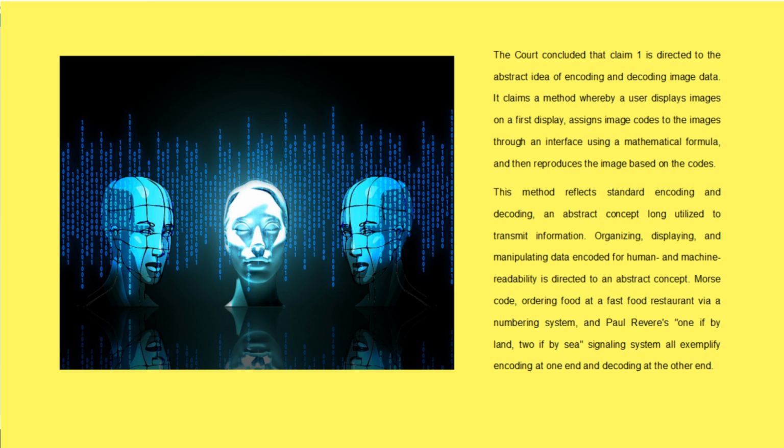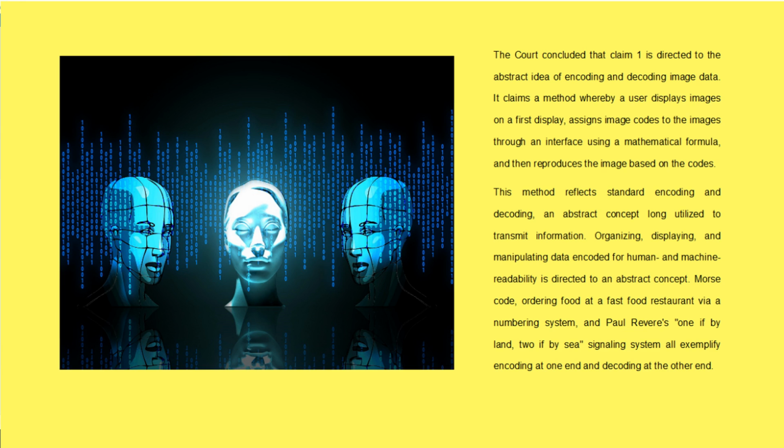The court concluded that Claim 1 is directed to the abstract idea of encoding and decoding image data. It claims a method whereby a user displays images on a first display, assigns image codes to the images through an interface using a mathematical formula, and then reproduces the image based on the codes. This method reflects standard coding and decoding, an abstract concept long utilized to transmit information. Organizing, displaying, and manipulating data encoded for human and machine readability is directed to an abstract concept.